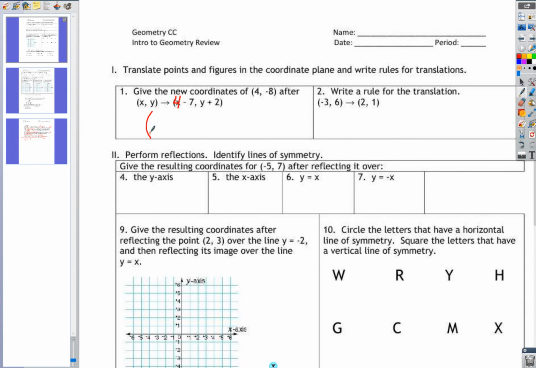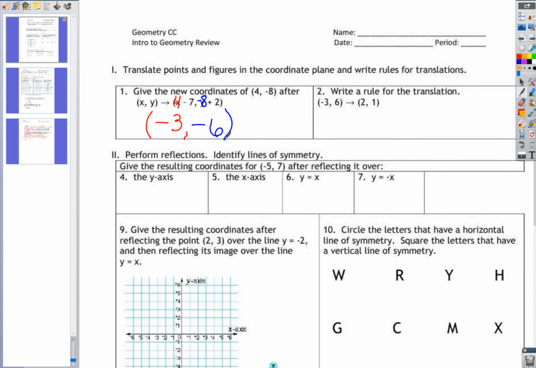4 minus 7 is how much? Negative 3. And then with my y, we'll do y in a different color. We'll do blue. So I'm going to take my y and replace my negative 8. So negative 8 plus 2 is how much? Negative 6.